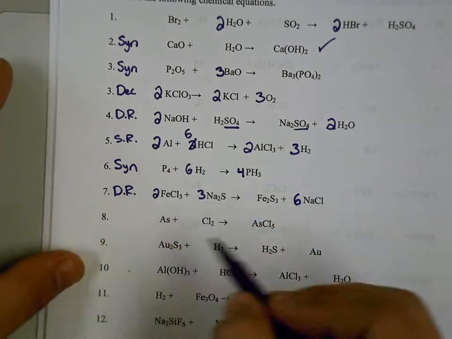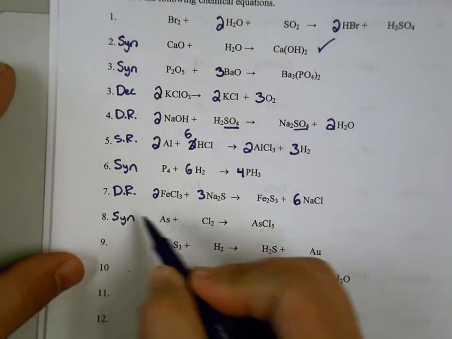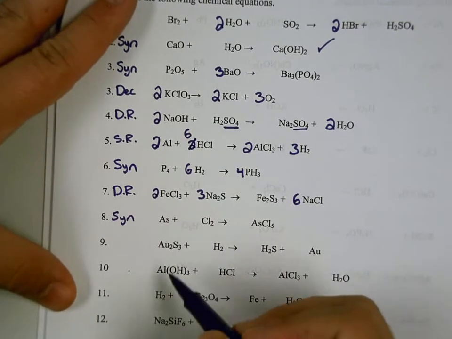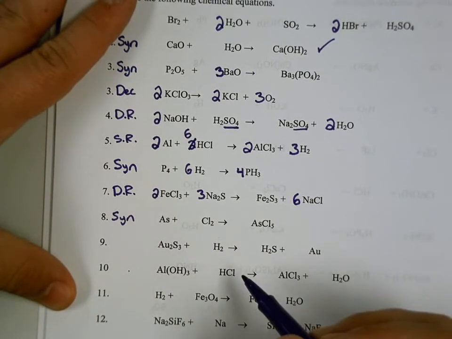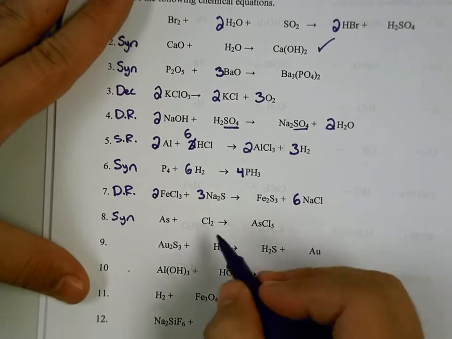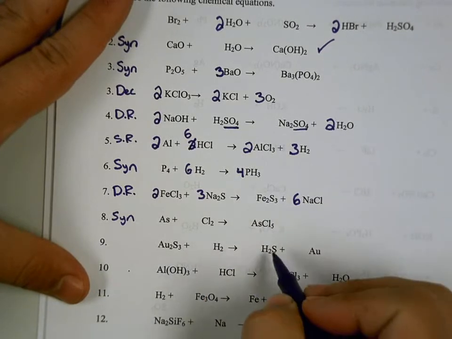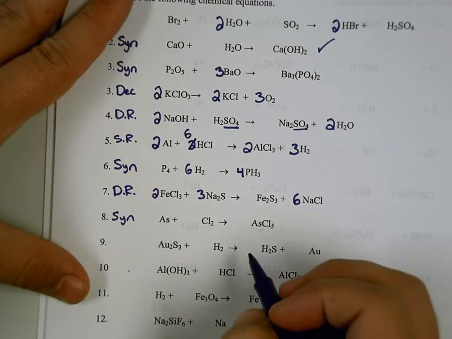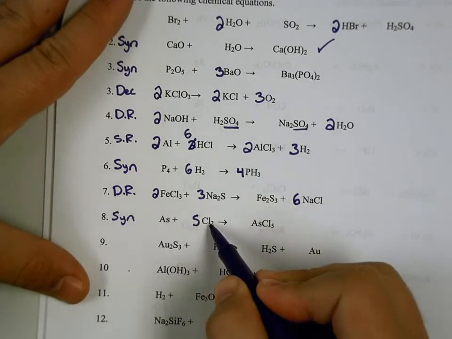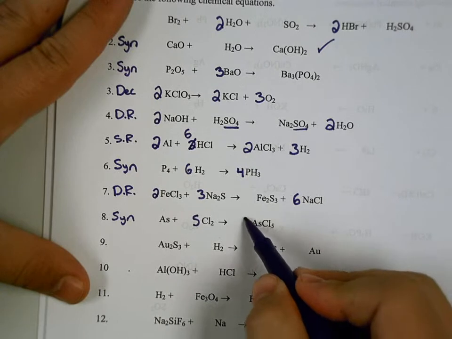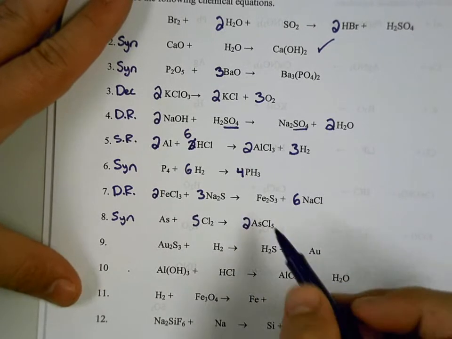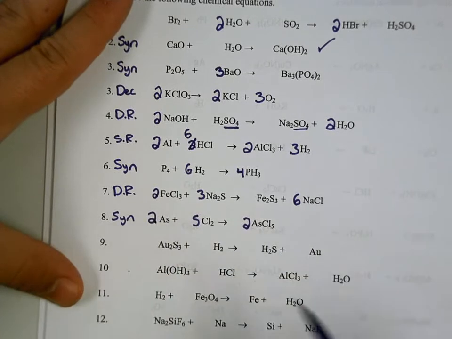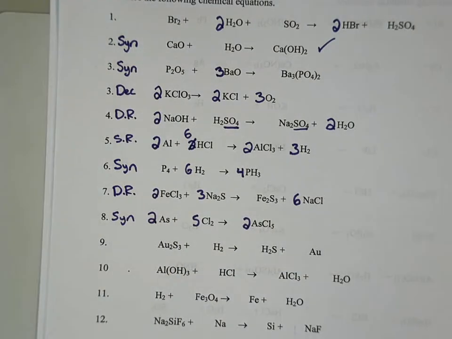Problem 8. It looks like a synthesis again because I'm forming one product from 2 smaller components. Now I have 1 arsenic atom on the left, 1 arsenic atom on the right. That's okay for now. 2 chlorines on the left and 5 chlorines on the right. The most common number between a 2 and 5 would probably be 10. So 5 times 2 would equal 10 on the left, and 2 times 5 would equal 10 on the right. And now I have 2 arsenics on the right, so I need 2 arsenics on the left.